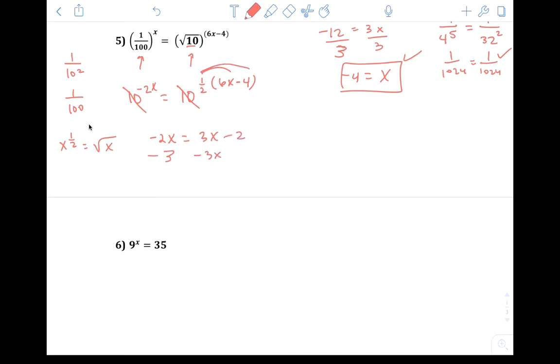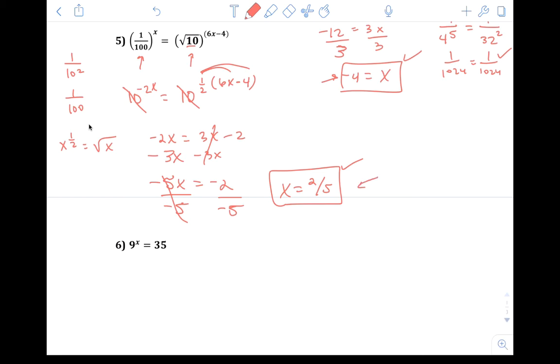I'm going to subtract 3x. So negative 5x equals negative 2. I'm going to divide by negative 5. So x equals positive 2/5. It is totally okay for you to get a fraction. It's totally okay for you to get a negative. Exponentials, there's not a big round of restrictions. You're totally fine either way.